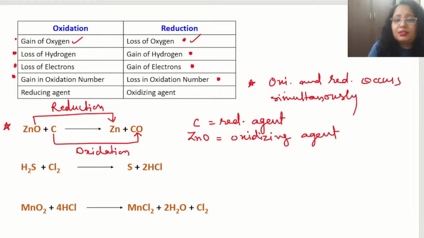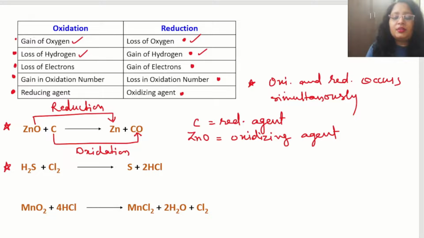Same thing we say here in the column, when there is oxidation, if any substance is oxidized, that means that substance is a reducing agent. In this reaction, carbon is oxidized, so carbon is reducing agent. In the same way, the substance which is reduced is an oxidizing agent. So here we can say zinc oxide is reduced, so zinc oxide is oxidizing agent. This much clear? Let's have one more example.